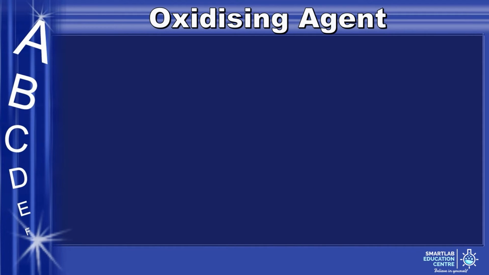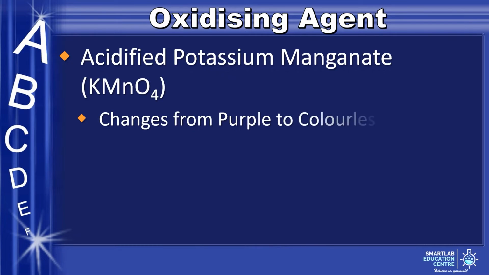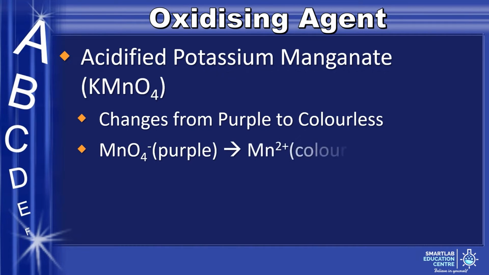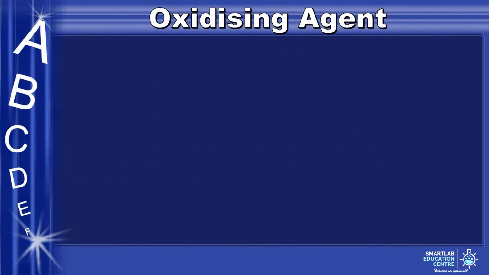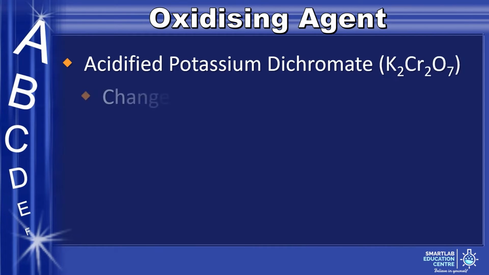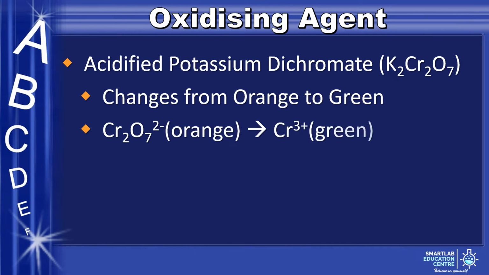An example of an oxidizing agent is acidified potassium manganate, where it changes from purple to colorless when it is reduced, and it forms the Mn2+ ion, where the oxidation number of manganese decreased from +7 to +2. Another example of an oxidizing agent is acidified potassium dichromate, where it changes from orange to green when it is reduced, forming a Cr3+ ion, and the oxidation number of chromium decreases from +6 to +3.